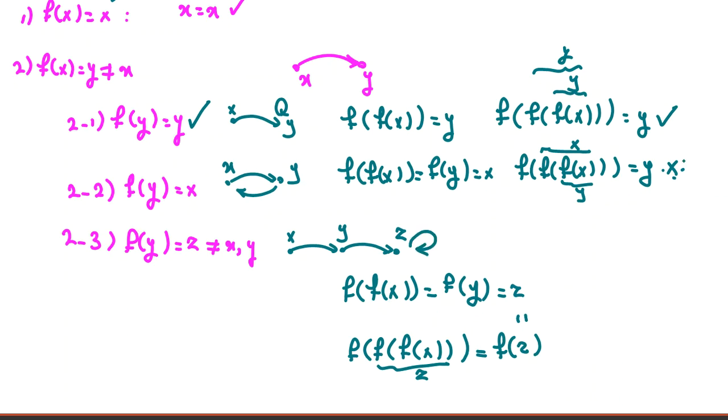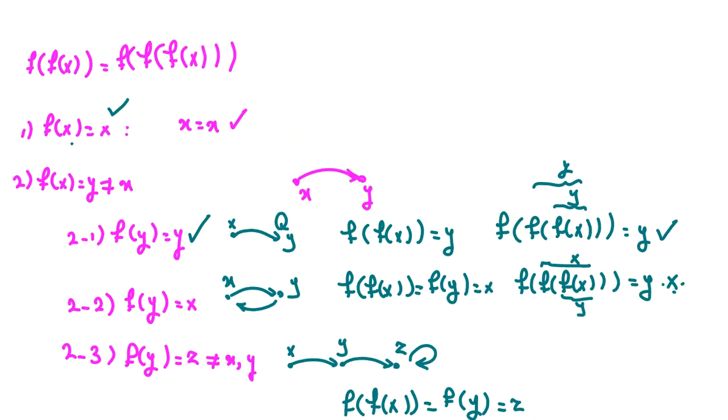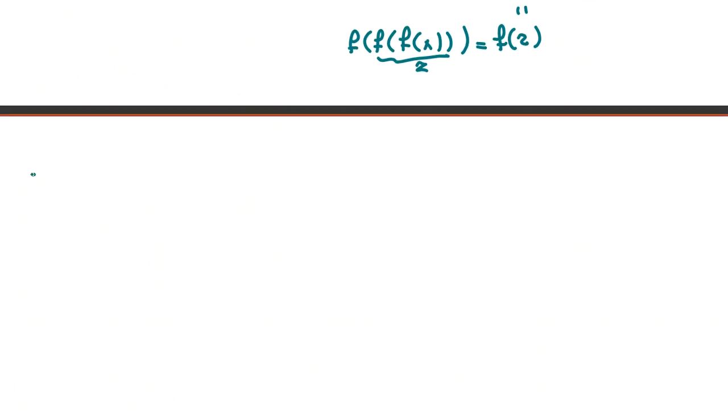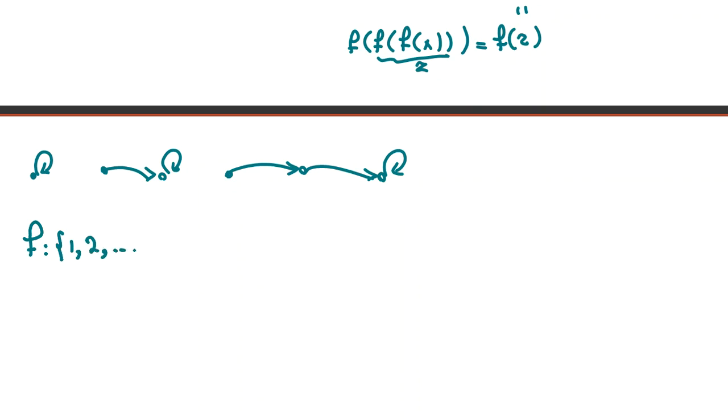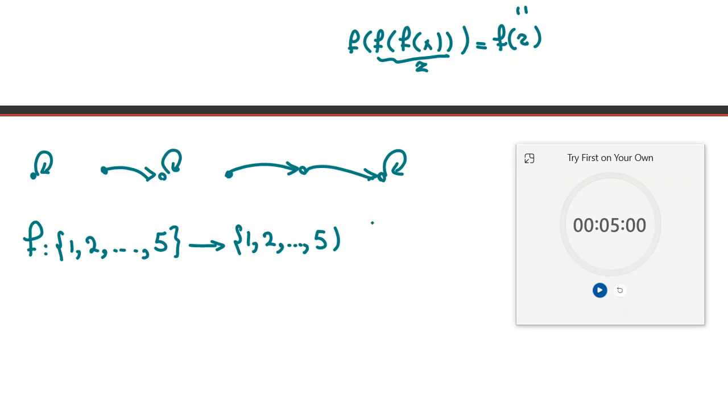Okay. So good cases are what? x goes to itself, or x goes to y and y goes to itself, or x goes to y goes to z, and z goes to itself. Let me write. This one is okay, or this one, then this one, or this one, then this one. And we know f is from 1 to 5. The rest is casework. Okay, so try the rest for 5 minutes first on your own.